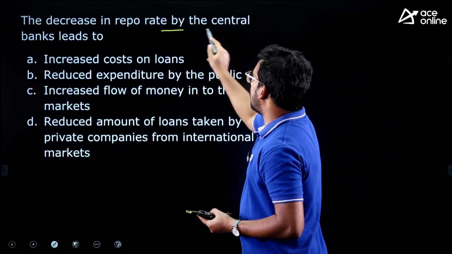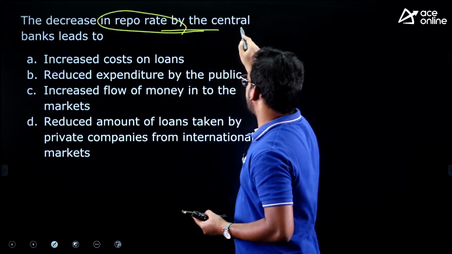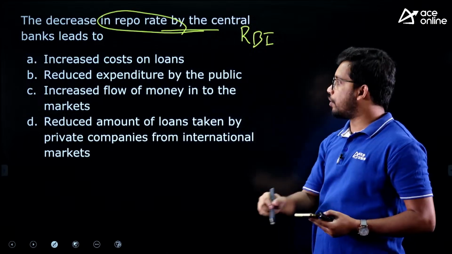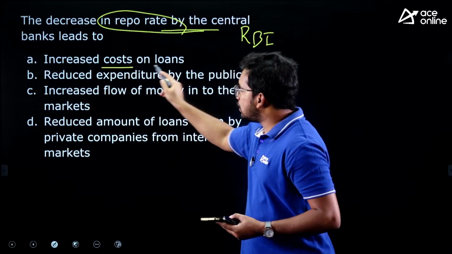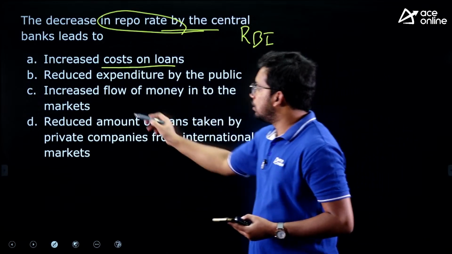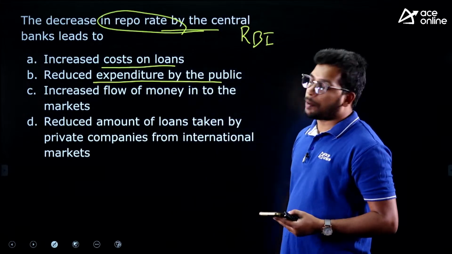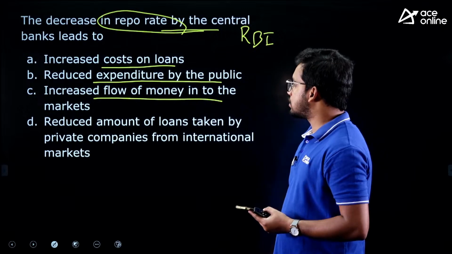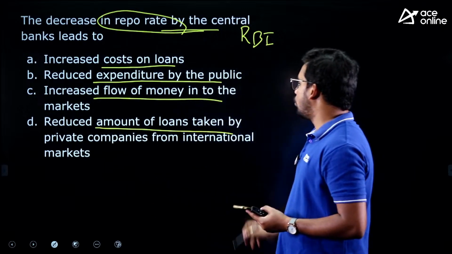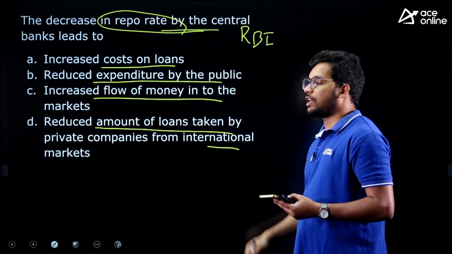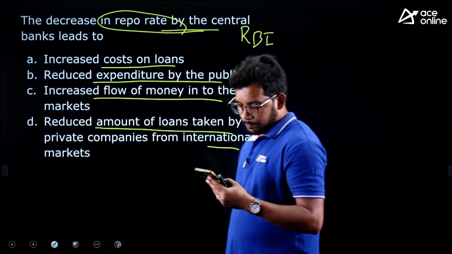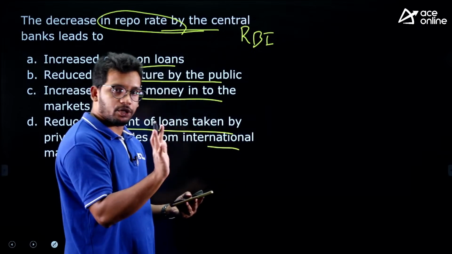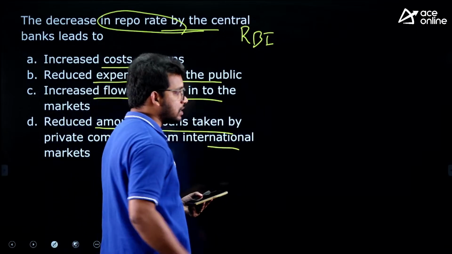The decrease in repo rate by the central bank, here nothing but the RBI. If there is a decrease in repo rate, what will happen? Increased costs on loans, reduced expenditure by the public, increased flow of money in the markets, or reduced amount of loans taken by private companies from international markets. Right, Jahnavi and Info Reader have answered it correctly. Let me explain repo rate, then we will come to this answer.